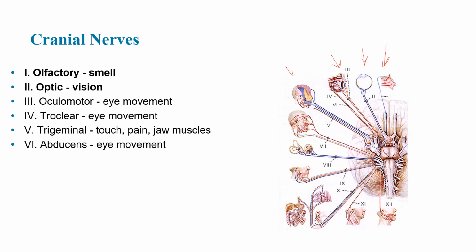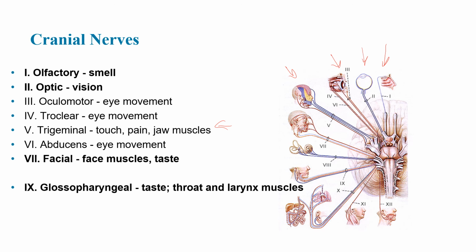Then we go back to 5. We've got for pain, touch, and the jaw muscles. So we're back to 5. So 7 here and 9 here are kind of interrelated in that they are responsible for things relating to taste. So 7 is the facial, and this is the face muscles and taste. 9 is the glossopharyngeal.